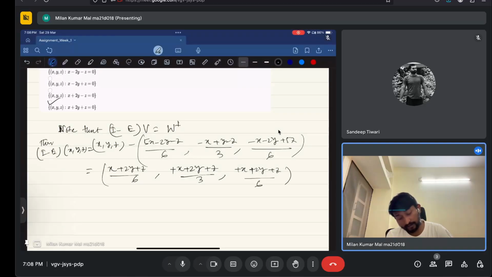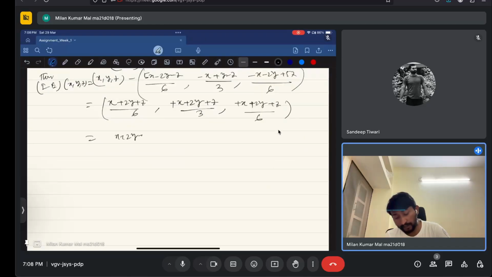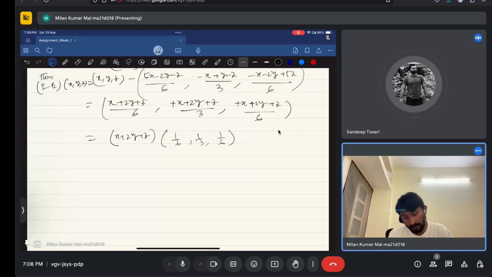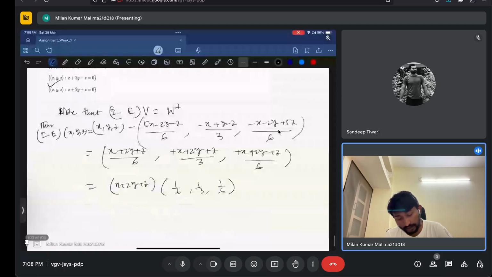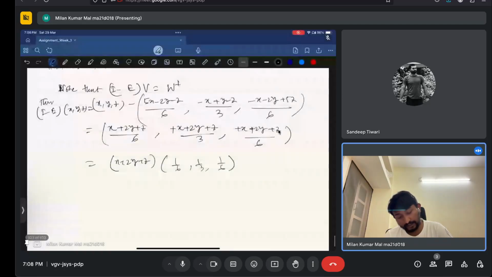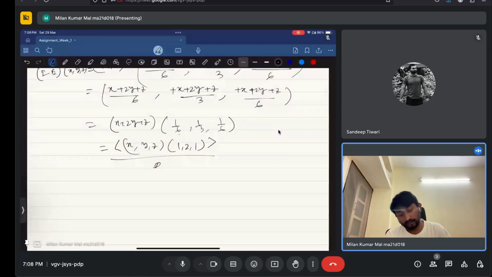So therefore we have the pattern x plus 2y plus z. If you take it out, we will have 1 by 6, 1 by 3, 1 by 6, right? Yes, sir. So I have to write it in vector form. So 1 by 6, then I can take common x, y, z inner product with the vector 1, 2, 1, divided by the norm; the inner product of 1, 2, 1 with itself is 6. So this is 1, 2, 1. Yeah, this is correct.